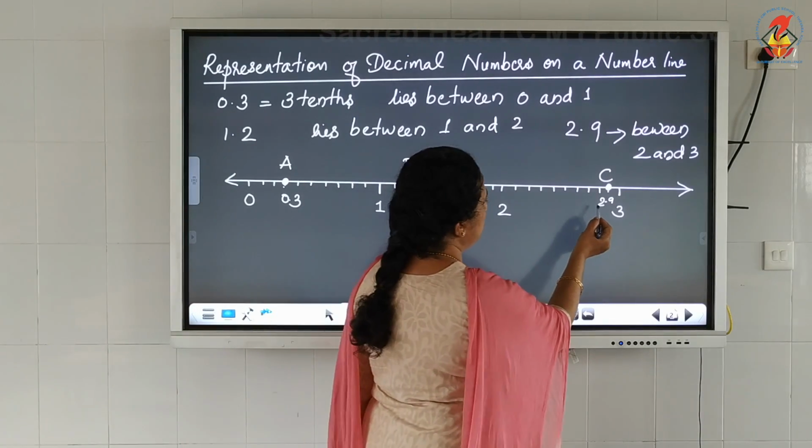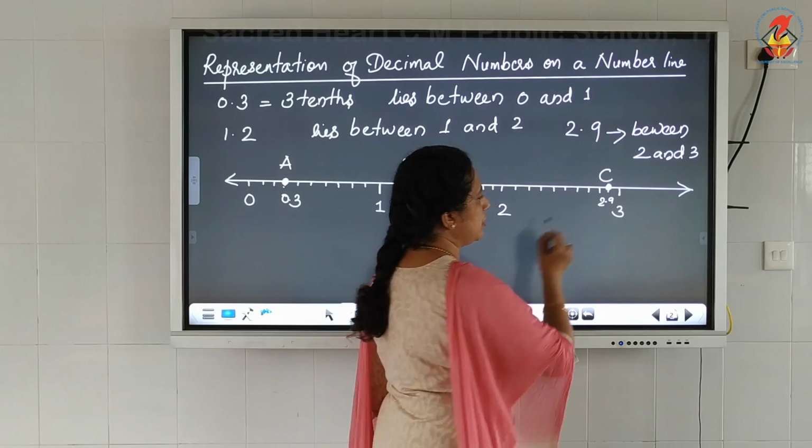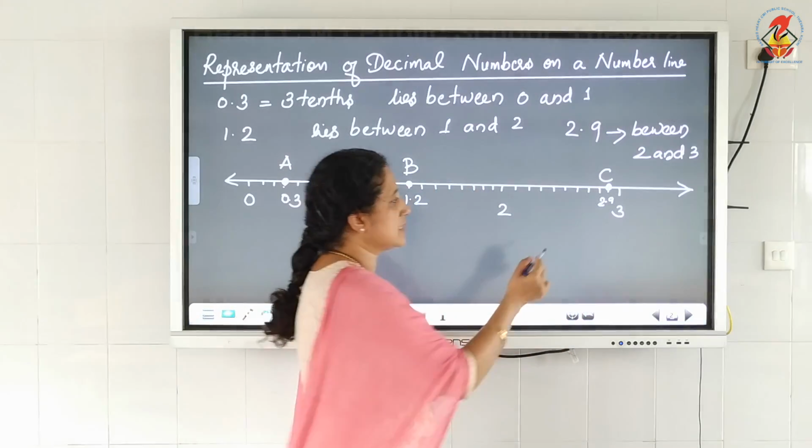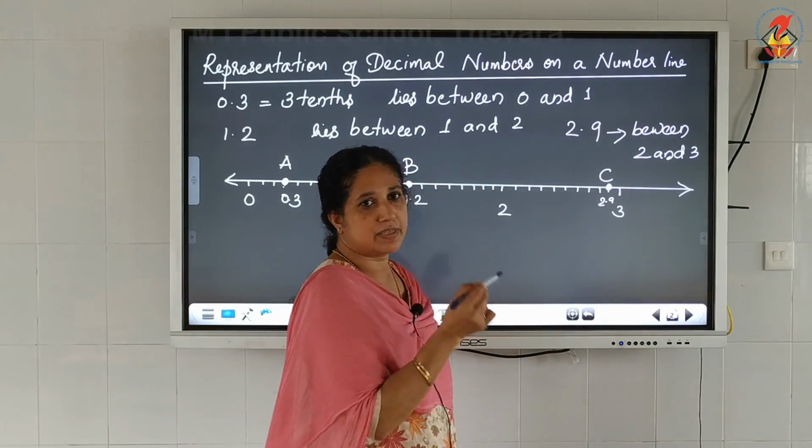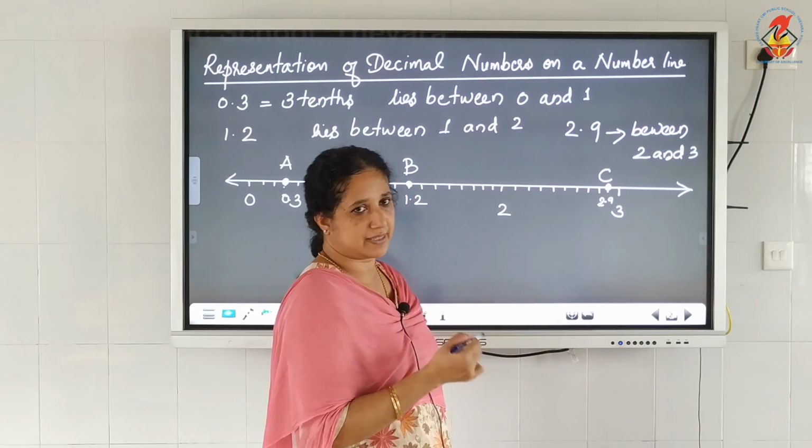Then again, 2.9 lies between 2 and 3. And 2.9 is more close to which whole number? It is more close to the whole number 3.